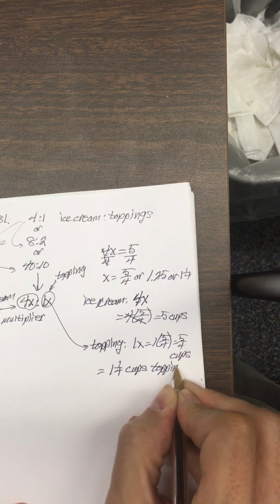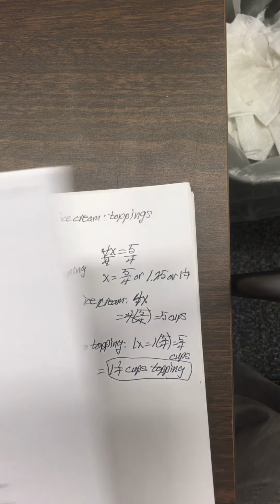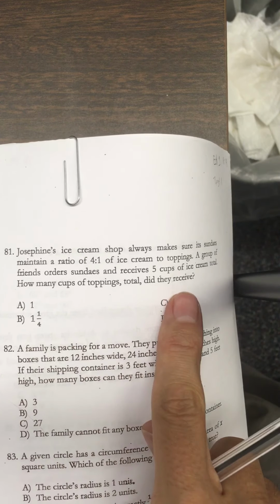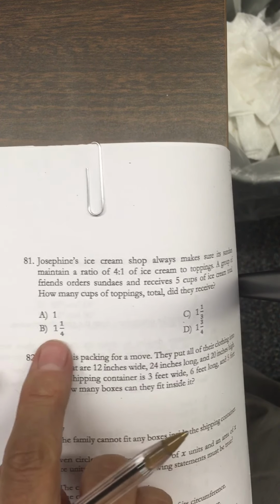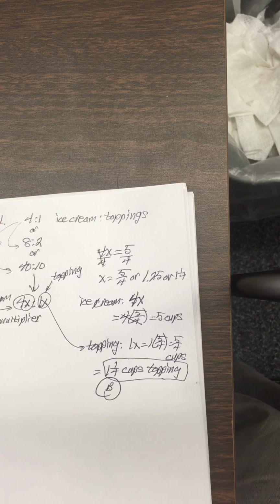Now, let's take a look at the choices that they gave us. It said how many cups of toppings total did they receive? And lo and behold, we have a choice B of 1 1/4. So it should be choice B. Does that make sense?